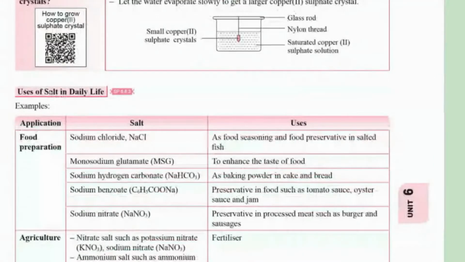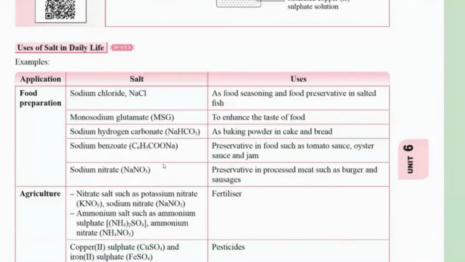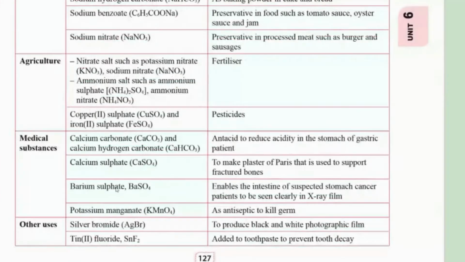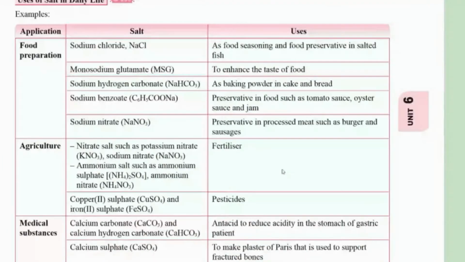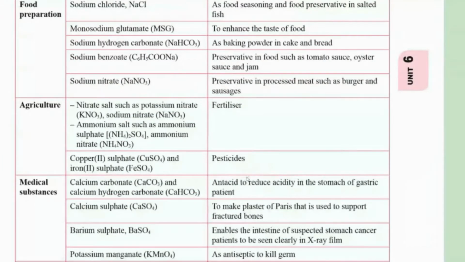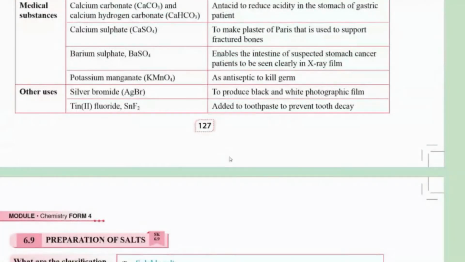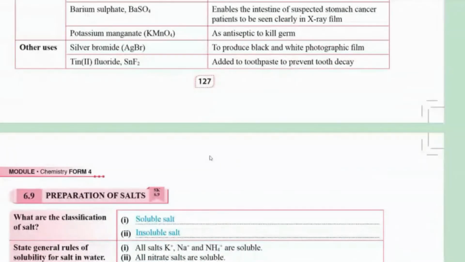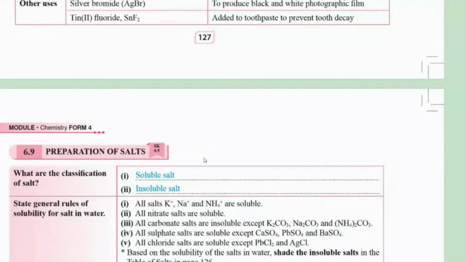Now, the salt in our daily life, like food preparation: sodium chloride, MSG, sodium hydrogen carbonate, sodium benzoate, or sodium nitrate. I want to mention a few things. A lot of the uses here were already discussed under acid and base, because after neutralization you form the salt, so that becomes the uses also. So I don't emphasize a lot here.